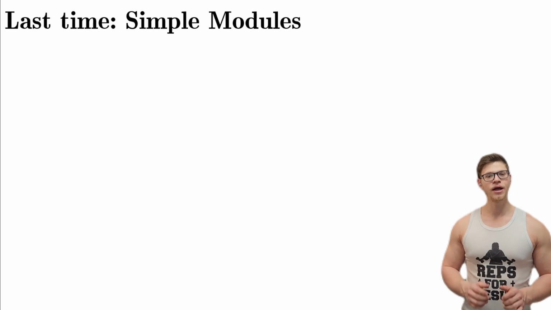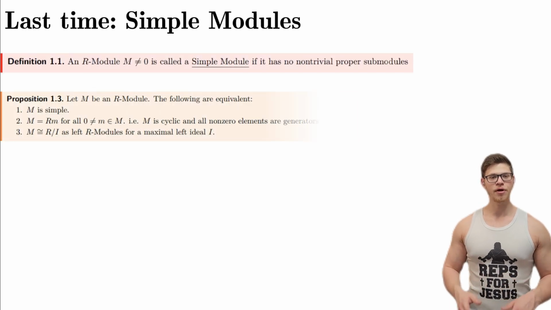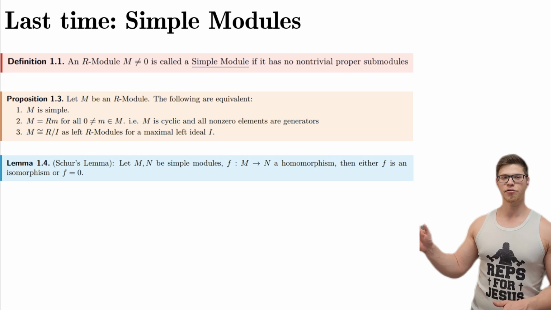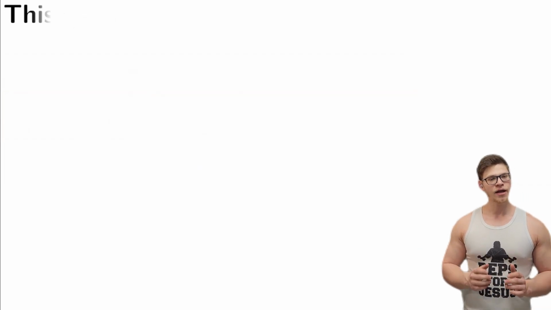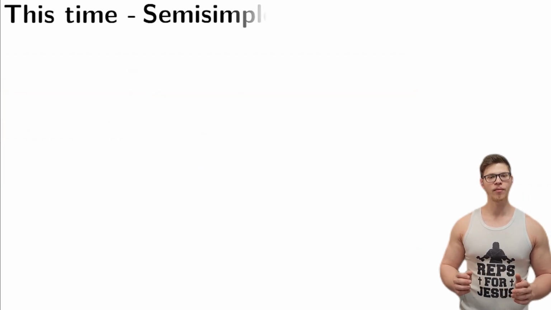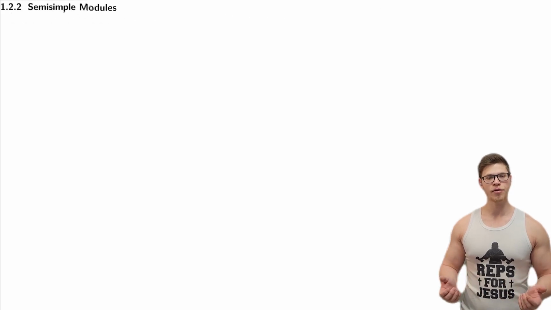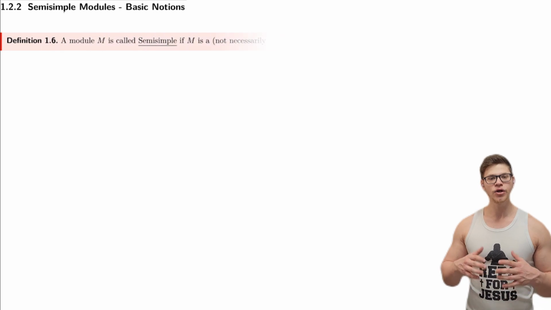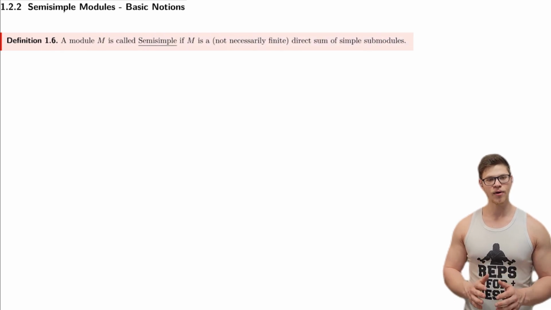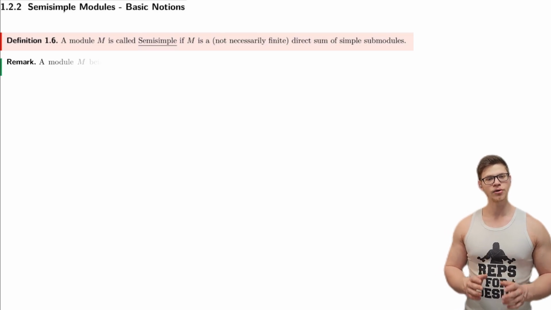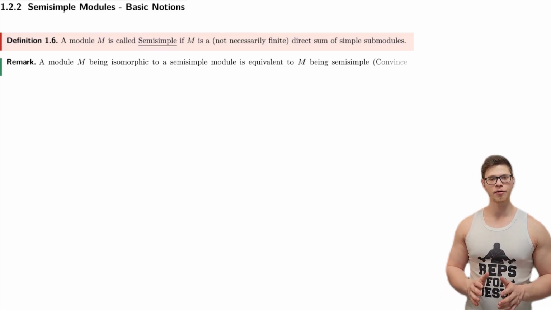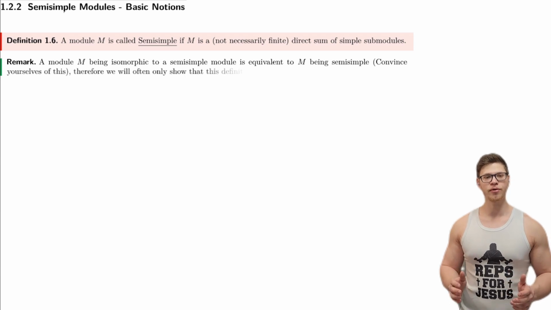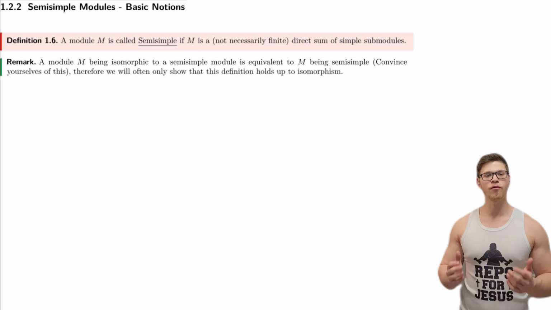As a reminder, last time we discussed simple modules and proved these key statements. The next level of complexity up from simple modules is, naturally, semisimple modules. We call a module M semisimple if it is a not necessarily finite direct sum of simple modules. Convince yourselves that a module that is isomorphic to a semisimple module is also semisimple. So we will often only show that this definition holds up to isomorphism.